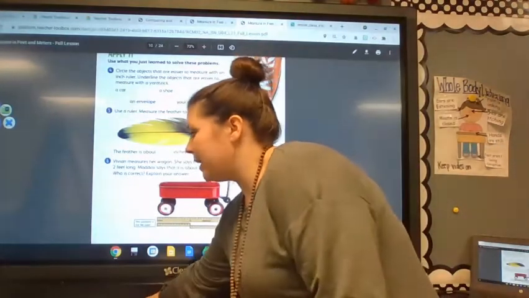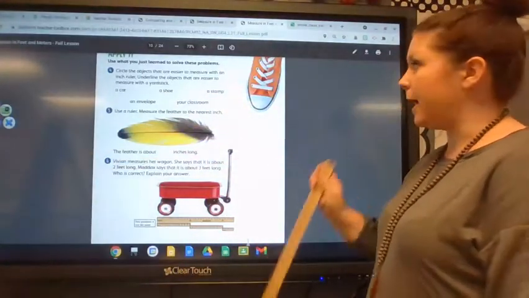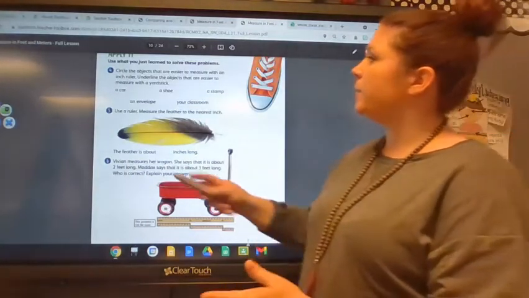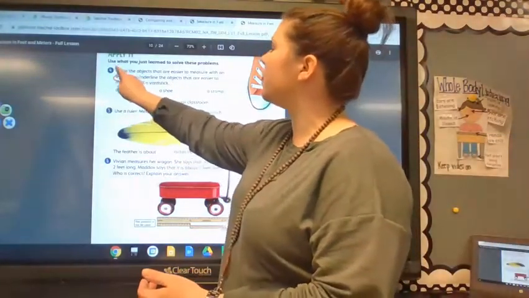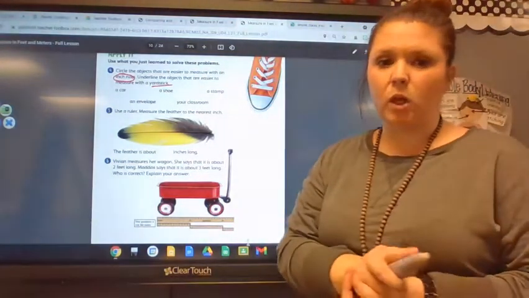What size items would we use to measure with a yardstick? Okay? All right, so circle the ones that would be easier to use with an inch ruler. Underline the objects that we would use to measure with a yardstick.